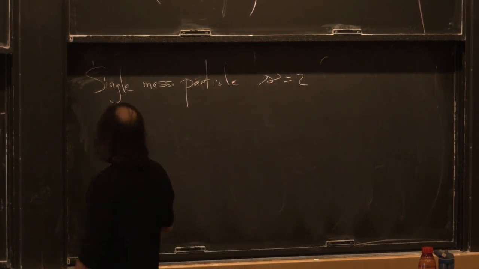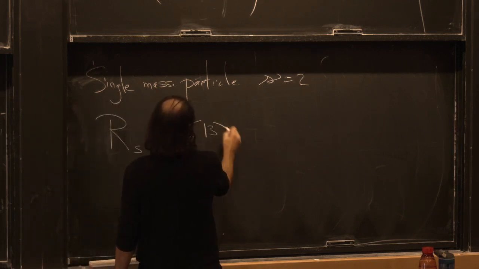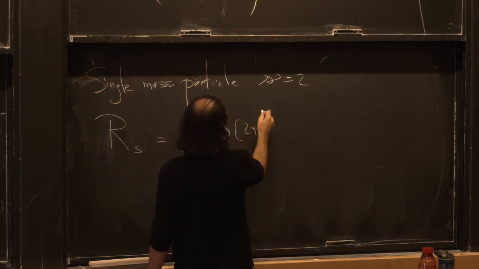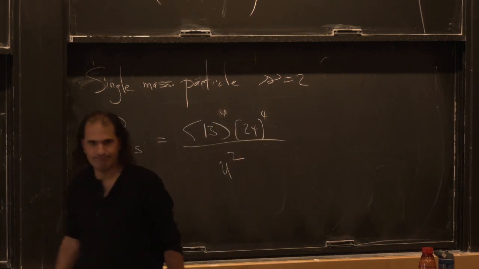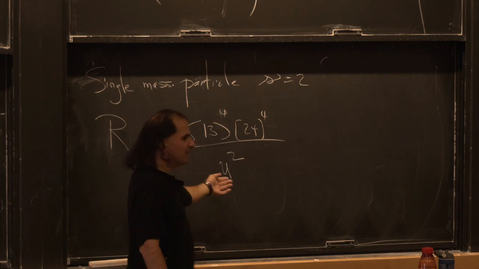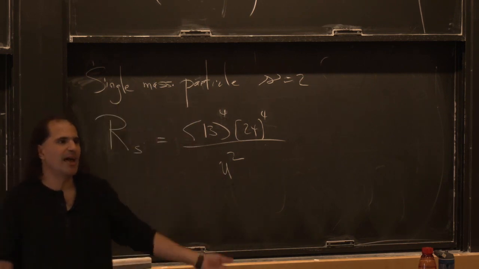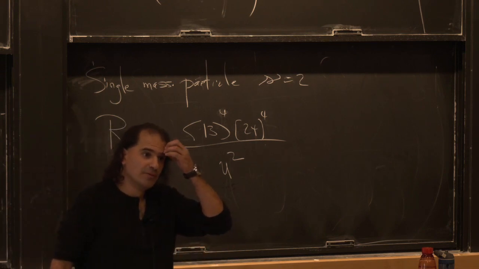And now we're naively screwed, right? Because the residue in the S channel is now just ⟨13⟩^4 ⟨24⟩^4 over U squared. Now we're dead, right? There's a double pole sitting there. There's nothing I can do. Anything I do, I'd write down 1 over u squared s. Then I'm dead, right? There's a double pole sitting there in u.